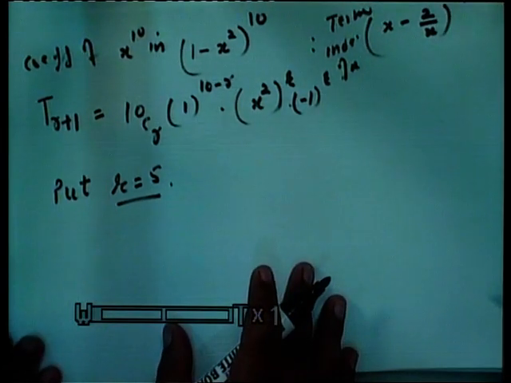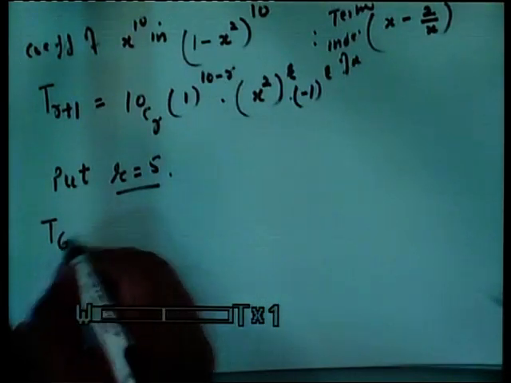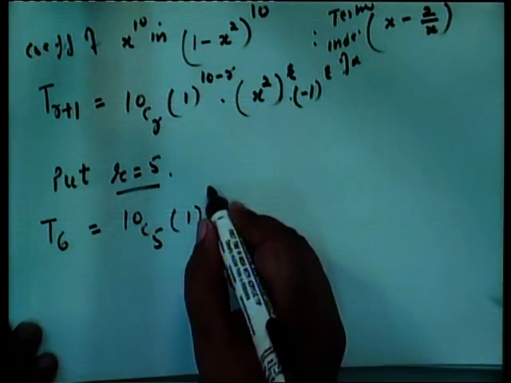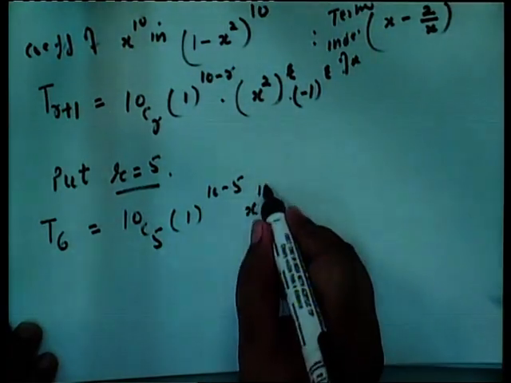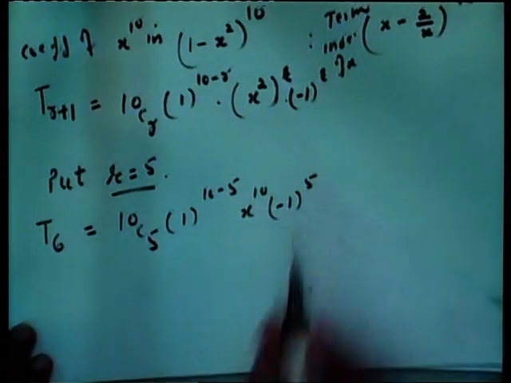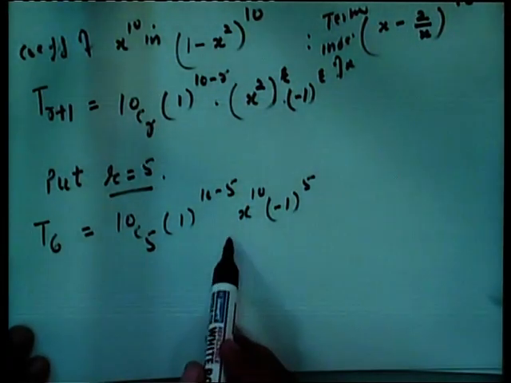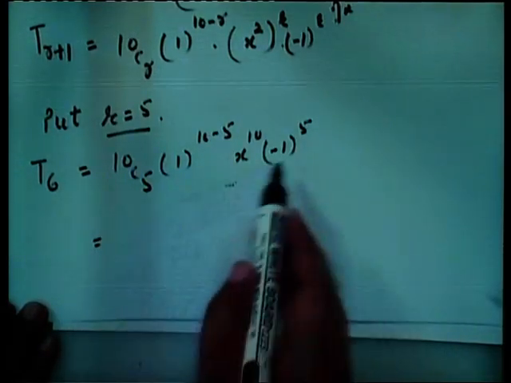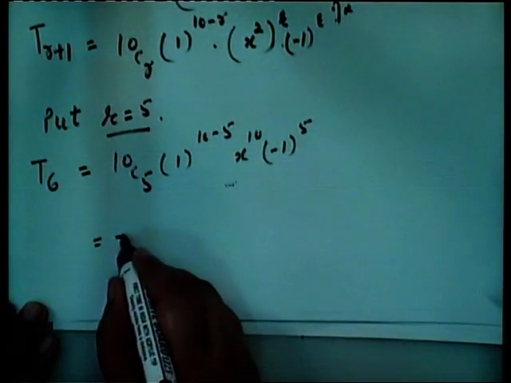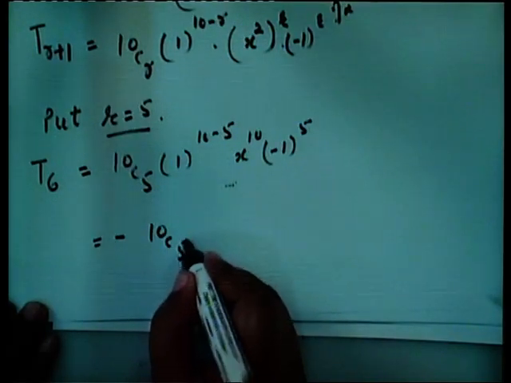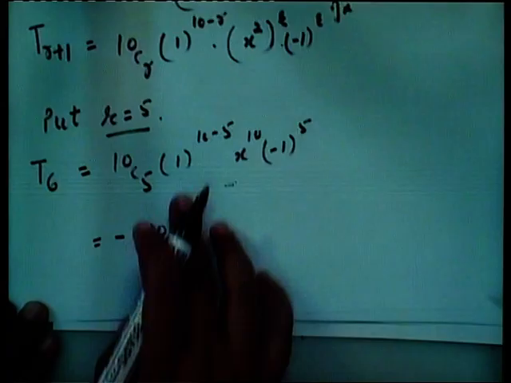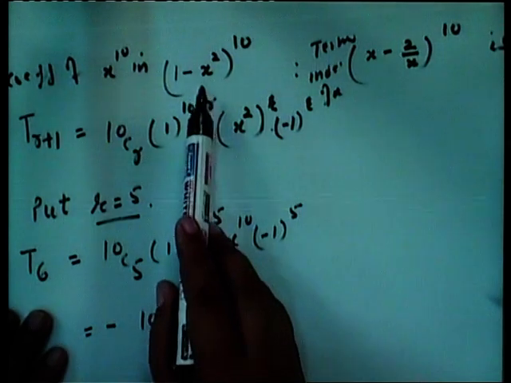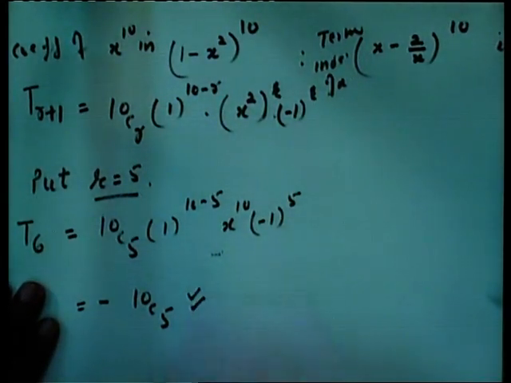So, what will I get? T6 is equal to 10C5 into 1 raised to power 10 minus 5 into x10 into (minus 1) raised to power 5. So what will be the coefficient of x raised to power 10? It will be equal to minus 1 raised to power 5 is minus 1, so minus 10C5, that's it. 1 raised to power 5 is 1. So the coefficient of x raised to power 10 in this expansion turns out to be minus 10C5.